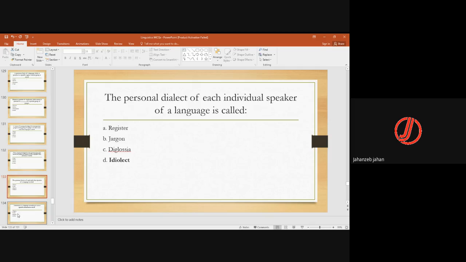The personal dialect of each individual speaker of a language is called idiolect. So this is highly specific to every person. हर बंदे का एक different तरीका है बोलने का, apart from his pronunciation and dialect, so that is his idiolect. दुनिया में अगर like 8 billion people हैं तो 8 billion idiolects हैं.